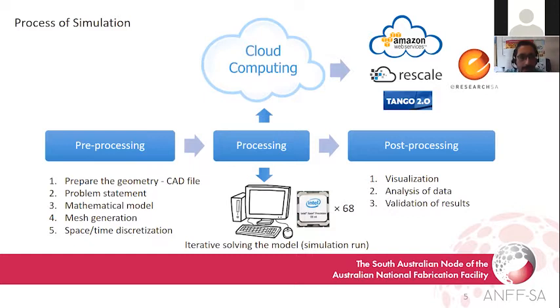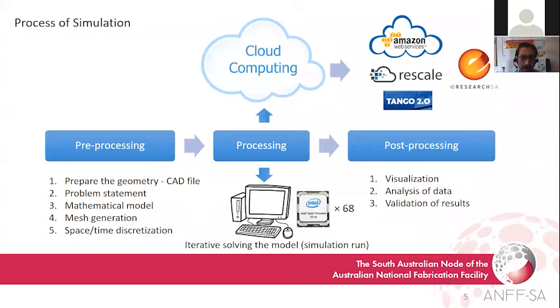This is the process of simulation. What I've done here is to categorize the process of simulation into 3 different steps. Pre-processing means that you need to understand the geometry of your case. Probably what we need to run a simulation is a CAD file because it can define the geometry. Then we need to state the problem and understand what's going on in the system. And then we need to convert the statement of the problem to a mathematical model. In the next step, we have to convert the geometry into a mesh, which you will find in the next slide. What is the mesh?